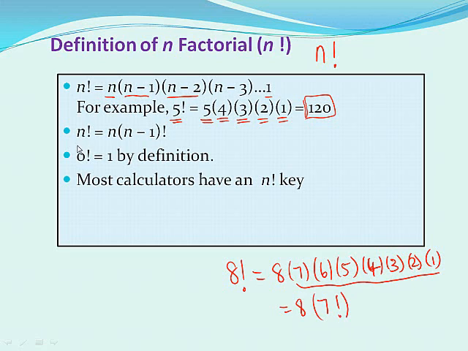N factorial can be written as n multiplied with the factorial of the lower number, n minus 1 factorial. By definition, 0 factorial is always taken as 1. And most calculators have an n factorial key.